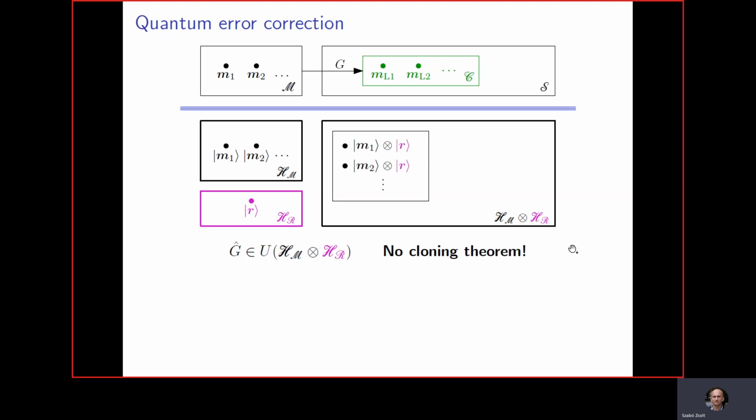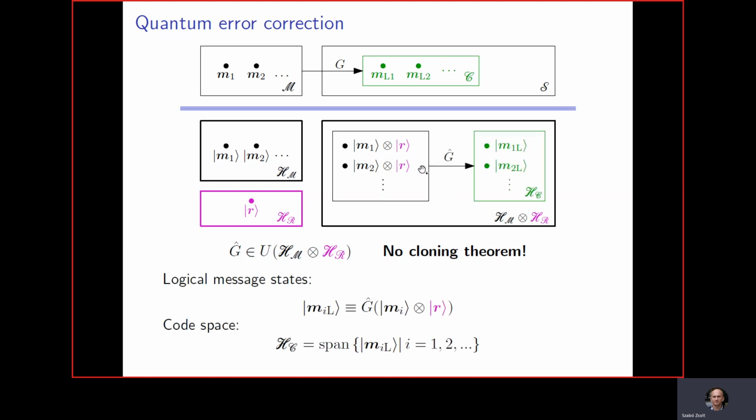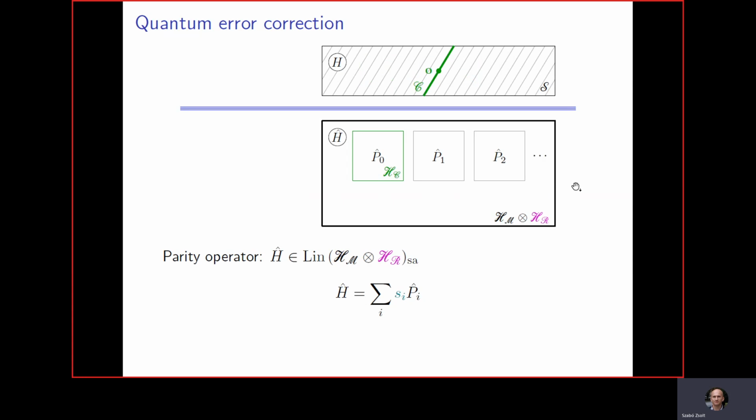Now let's see how to overcome this problem. Consider the product states that arise as the tensor product of a message state and the redundancy state. Their image under G are the logical message states, and these by definition span the code space HC. The quantum analog of the parity map is a projective measurement described by the parity operator H. The eigenvalues of H are the syndromes, and one of its eigen subspaces is the code space.